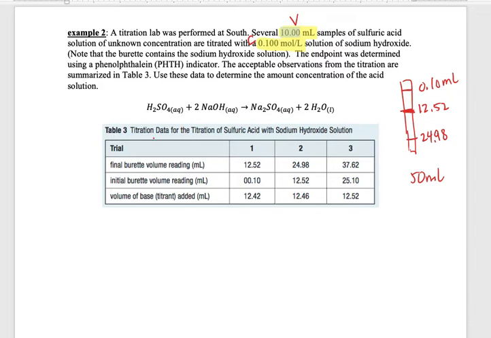So it's good to always do several trials because, again, this is something that takes practice. And if you are not good at titrating, you're going to be getting results all over the place.